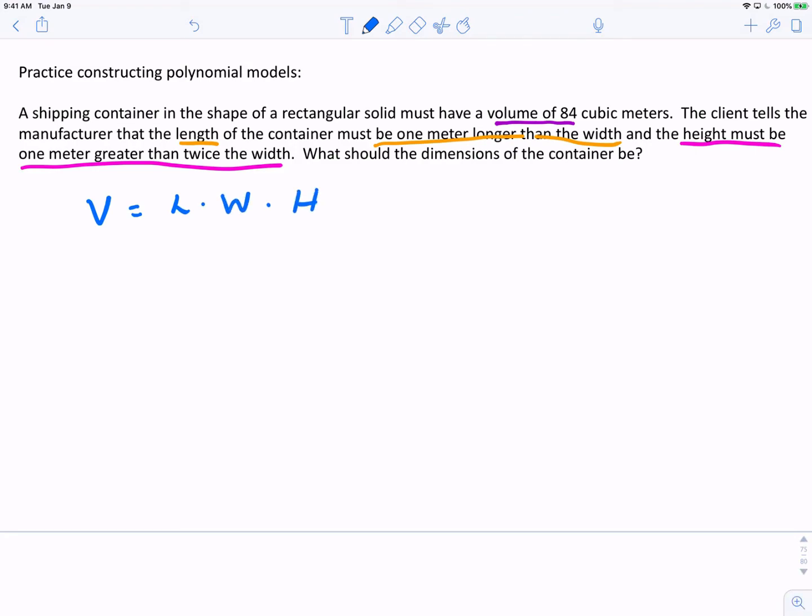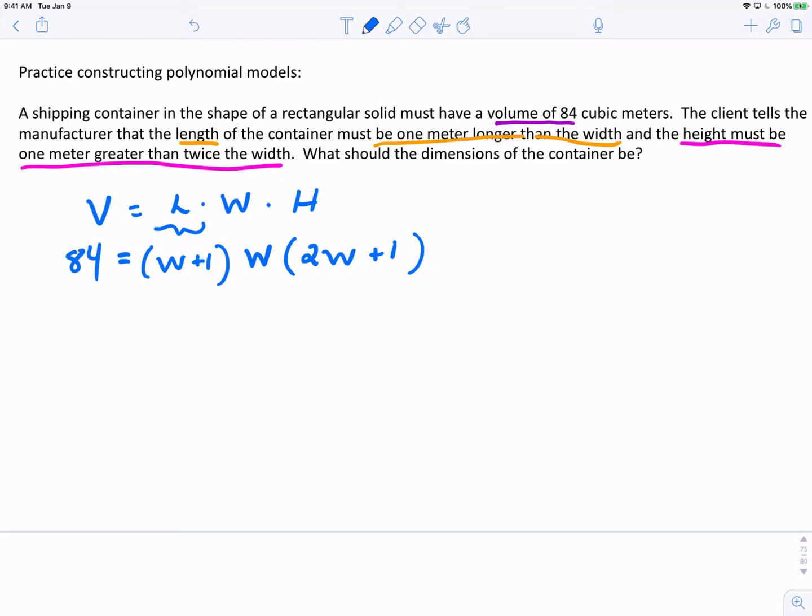And we're given some information. The length has to be 1 meter longer than the width, so the length is going to be the width plus 1. The height has to be 1 meter greater than twice the width, so twice the width and 1 meter greater. And then the width, of course, is the width. And that's the volume, and the volume is 84.